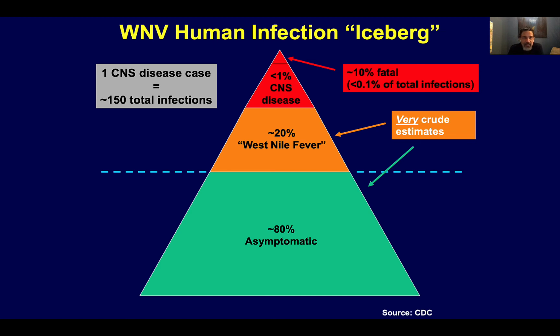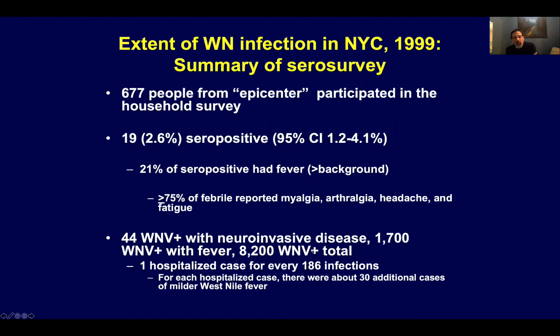So this is the West Nile human infection iceberg that I showed you before. I'll just try to give you a sense of where these estimates came from. We have a very small proportion of people who are infected who have central nervous system disease. Only about 20% of people have any kind of symptoms, and those are usually mild when they occur. And the vast majority of people don't have any symptoms. So what were we able to say about this in our outbreak investigation?